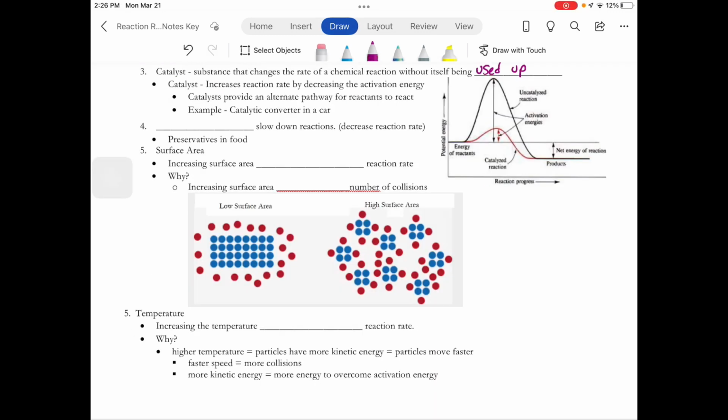An inhibitor slows down reactions, so they're the opposite of a catalyst. They decrease reaction rate. Preservatives in food are examples of inhibitors.